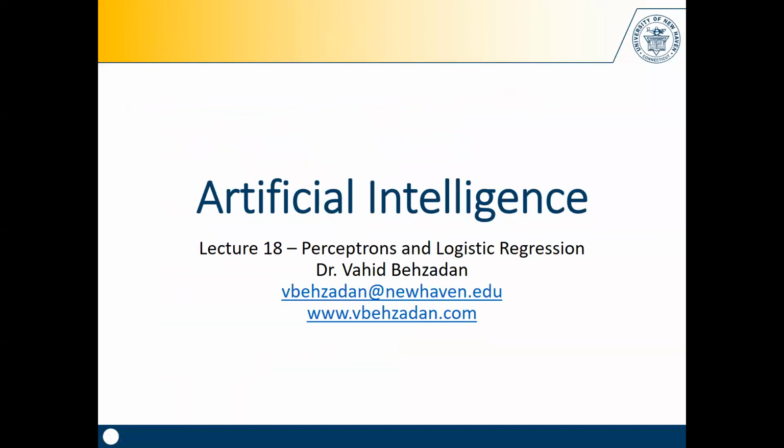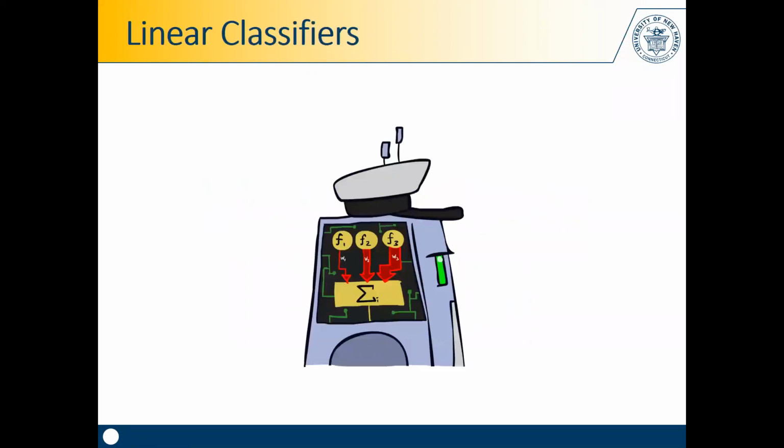So today's lecture is on machine learning. We are building on our previous topic, which was Bayesian inference, by discussing perceptrons and logistic regression. Now, the topic of today begins with a discussion on linear classifiers.